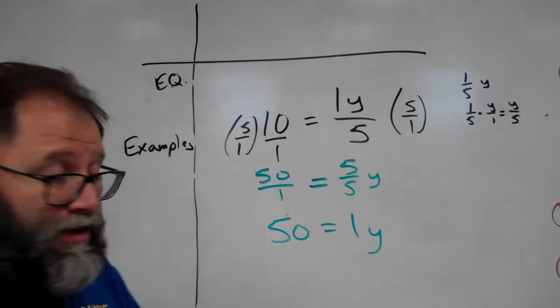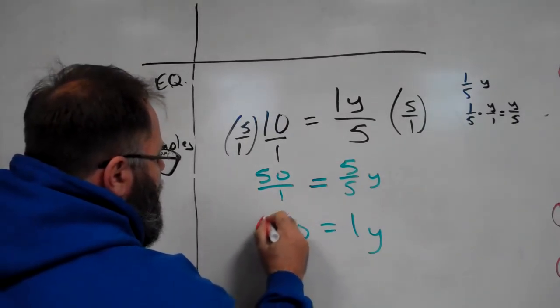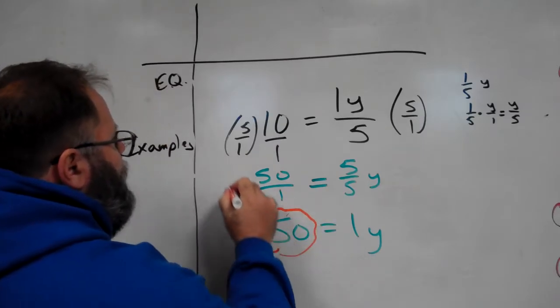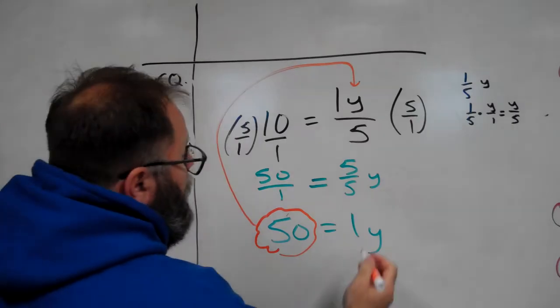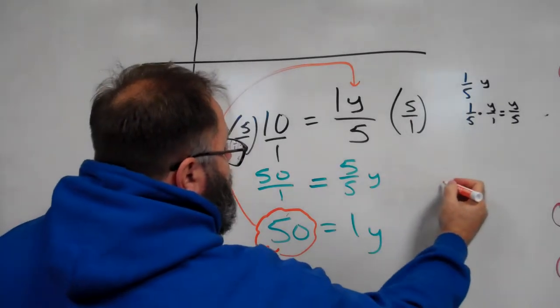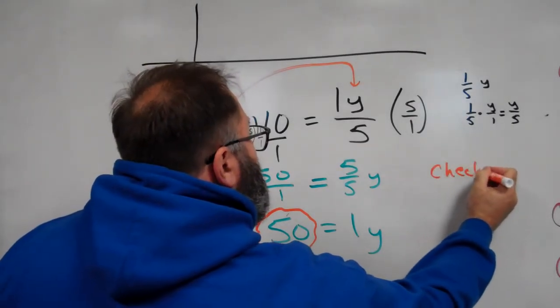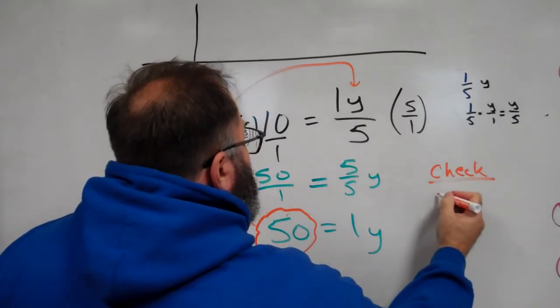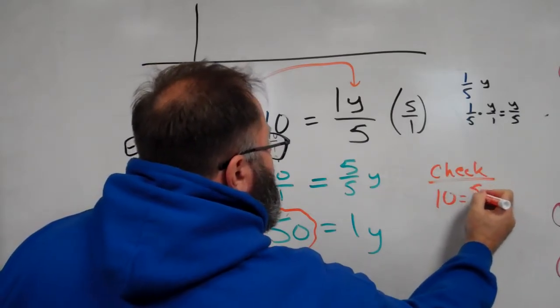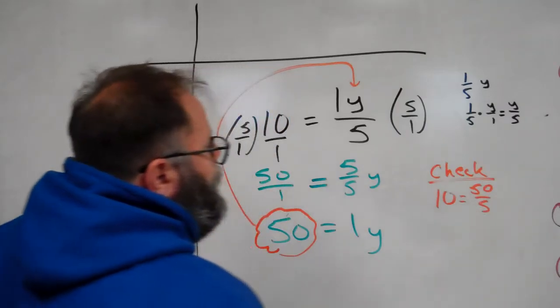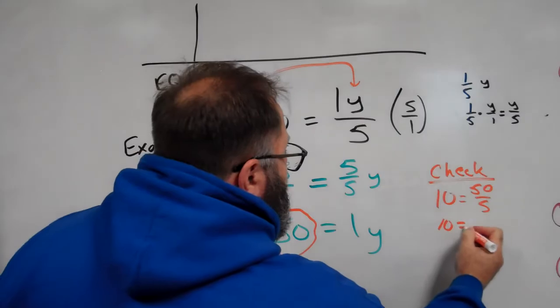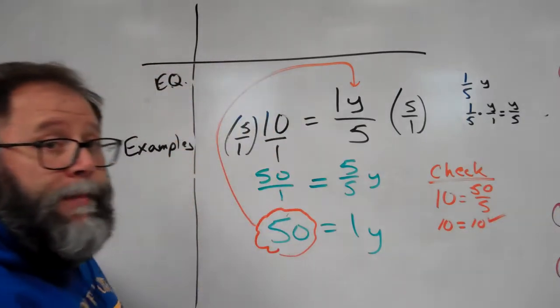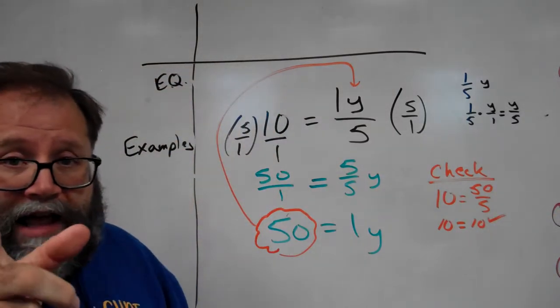Then we take our 50, put our little cloud around it, and say, come on, 50, get back in our equation. So that's going to be 10. My check's going to be over here. So that's going to give me 10 equals 50 over 5. And you can see it. Our mental check's going to work out here. 10 equals 10.